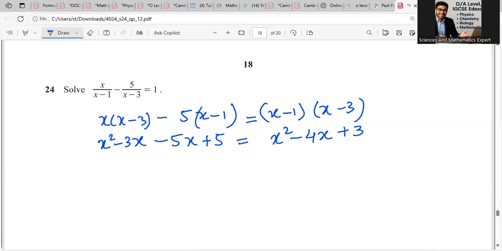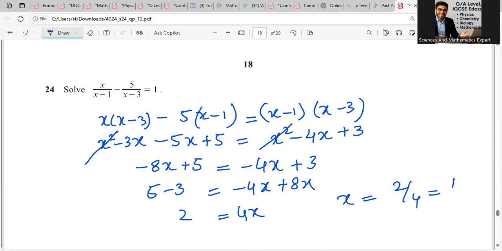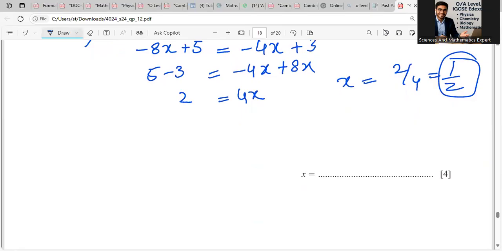Okay, now if I look just here, this x square is cancelled with this x square, and I am getting the remaining values as minus 8x plus 5 is equal to minus 4x plus 3. If I take 8x this side, 3 this side, 5 minus 3 is equal to minus 4x plus 8x. So it is 4x and it is 2. So x is equal to 2 by 4, which is equal to 1 by 2. X is equal to 1 by 2 over there.